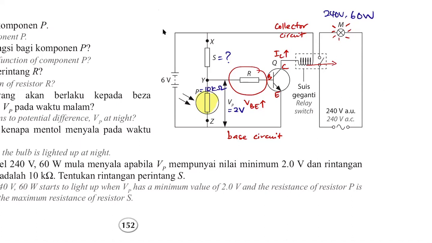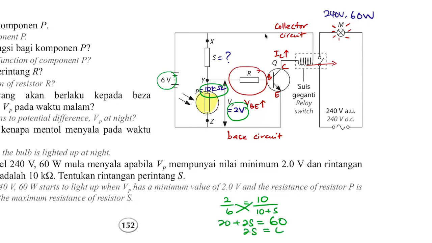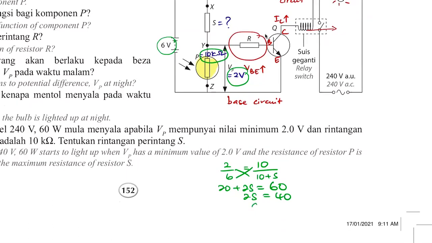So answer is apa? So we just take this one. 2 volt over total volt, 2 over 6 equals to? Okay, Ellen got 20K. Okay, and then dia punya resistance ini is 10, 10 kan? Then over total resistance is 10 plus with S. So, cross multiplication, 20 plus 2S equals to 60. 2S equals to 40. So, S equals to 20. 20 kilo ohm.